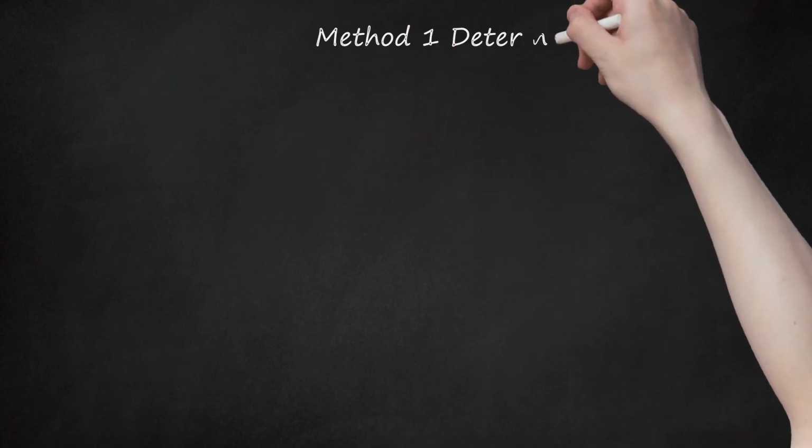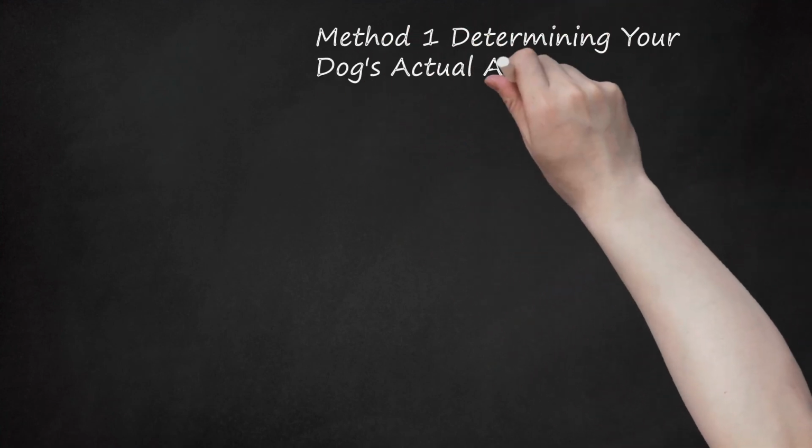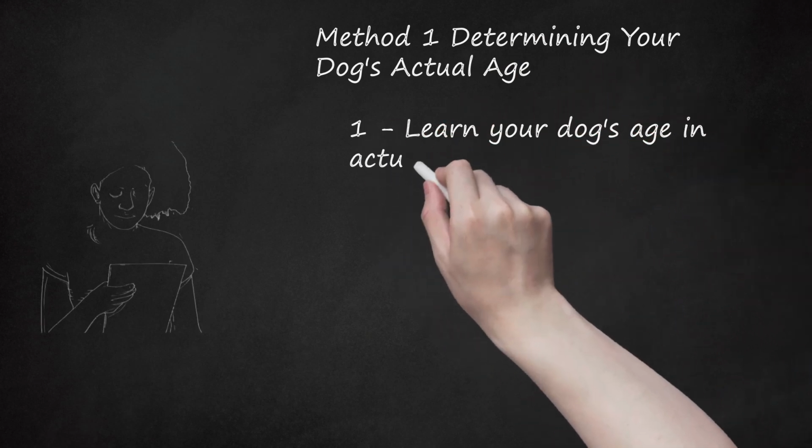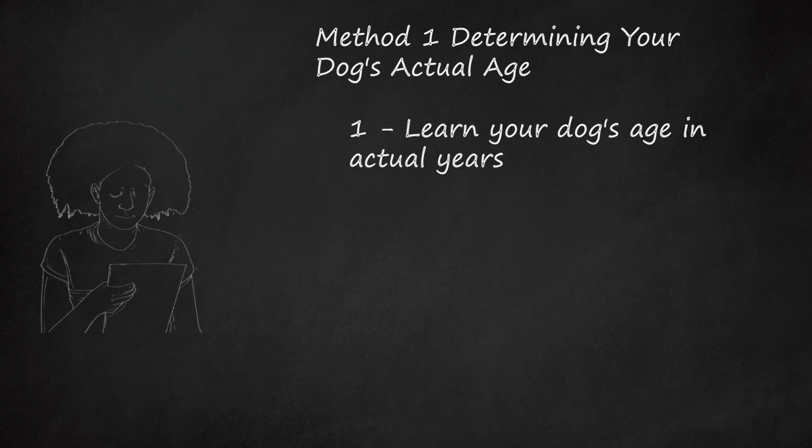Method 1: Determining your dog's actual age. 1. Learn your dog's age in actual years. Knowing your dog's actual biological age is necessary to calculate his age in dog years. It also helps you make decisions during his life that are usually based on age, such as when to spay or neuter and when to change to a senior diet.